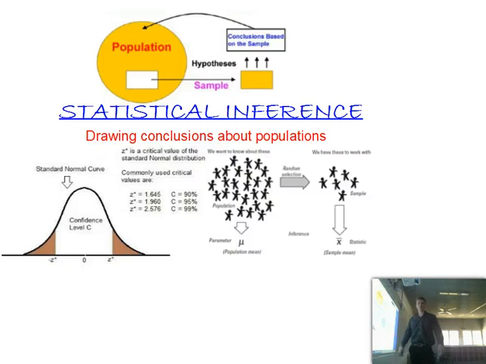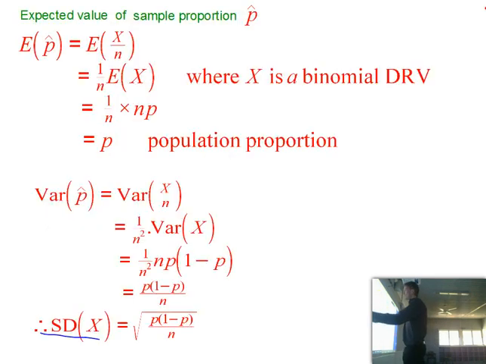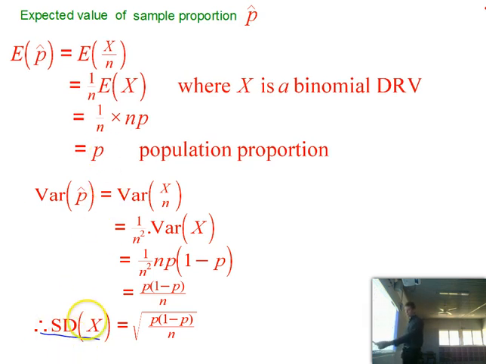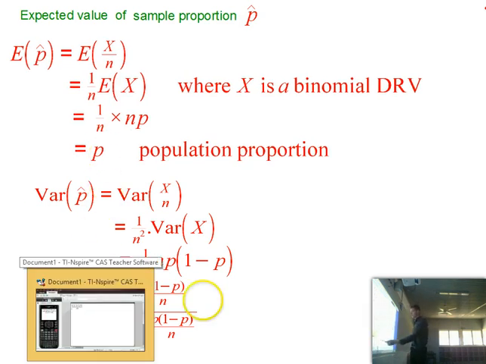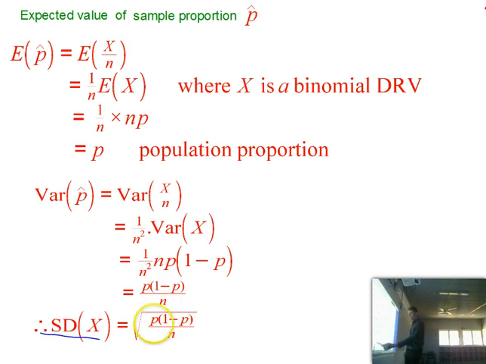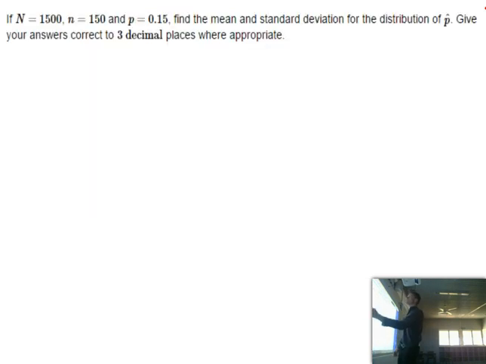Hello again. We are looking at statistical inference. This is the third video we're looking at. Last session we established that the expected value of the sample proportion is in fact the same as the population proportion, and the standard deviation of our sample proportion is given by this rule. That's very important. We're going to be drawing on them, so let's try and apply them to this problem.